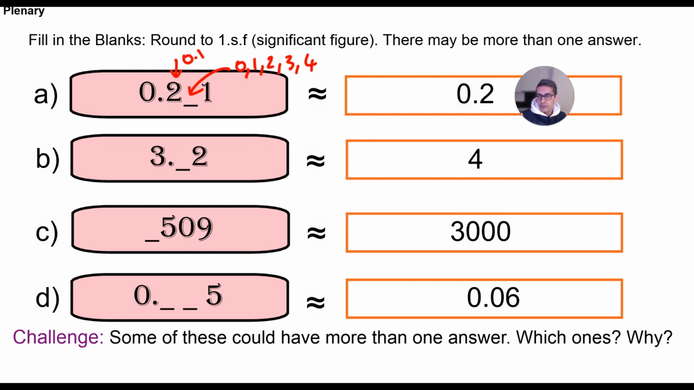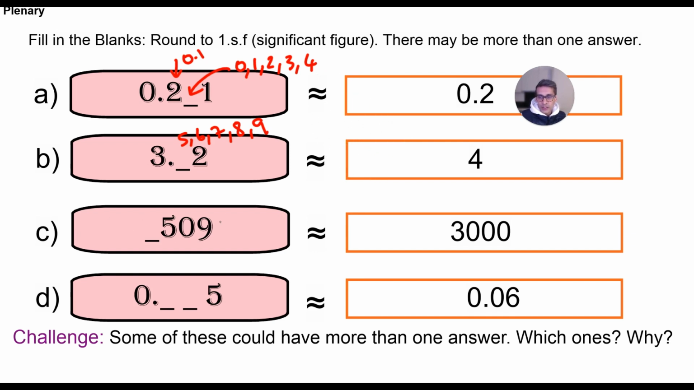Second question. Now, 3 point blank 2. If this rounds up to 4, we know that the decider has to be 5 or above. So we can just put 5, 6, 7, 8, 9. And you can try these out just to test it yourself. We know that if, for example, it was 3.42, the first significant figure is 3, that's in the ones column, and we're rounding to the nearest 1. Is it closer to 3 or is it closer to 4? You can see it's going to be closer to 3. So this doesn't work. It has to be 5 to 9.